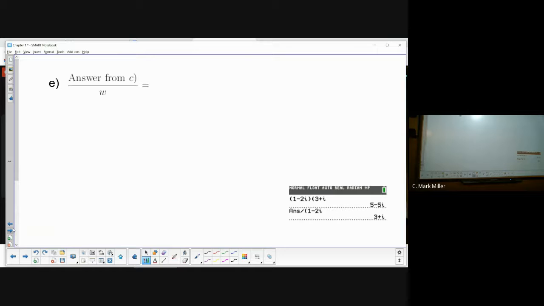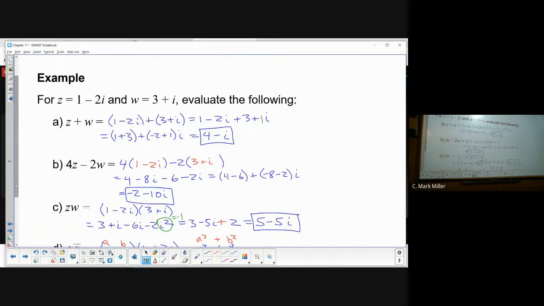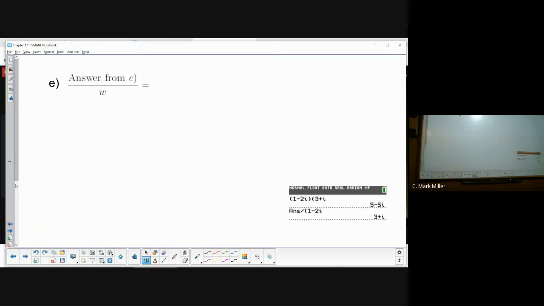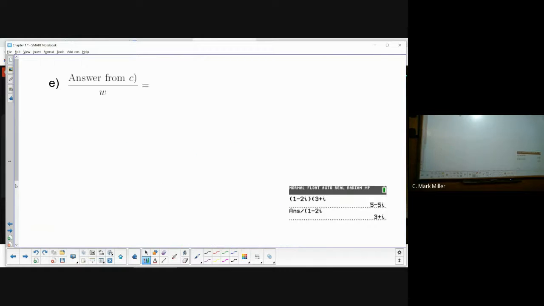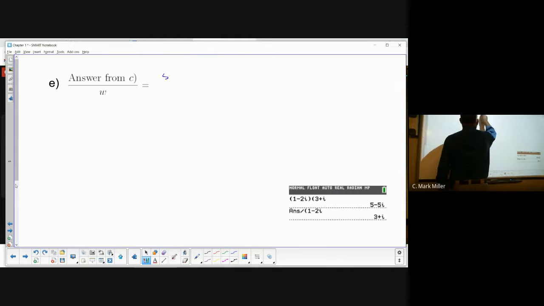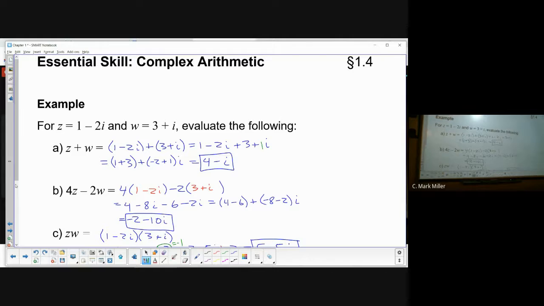Answer from C. 5 minus 5i divided by W, 3 plus i. This is going to be 5 minus 5i over 3 plus i. See? That's W.